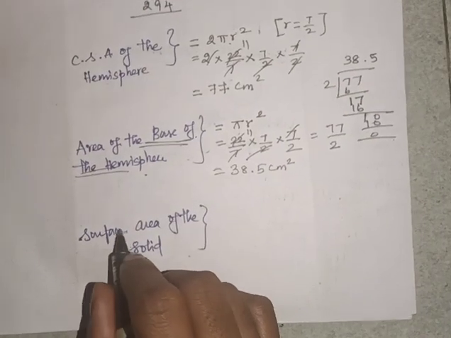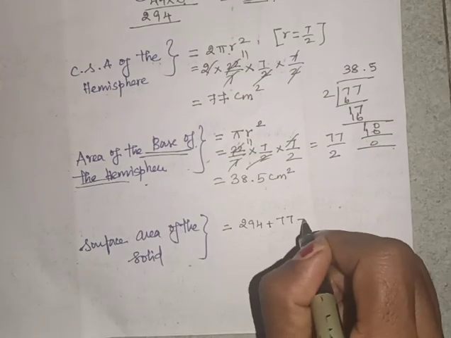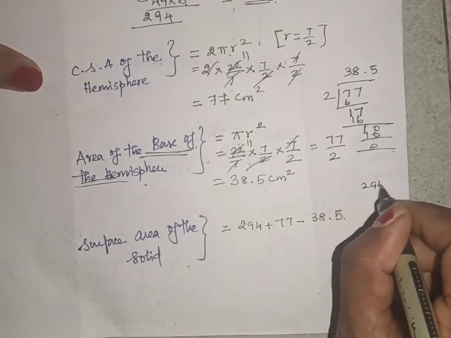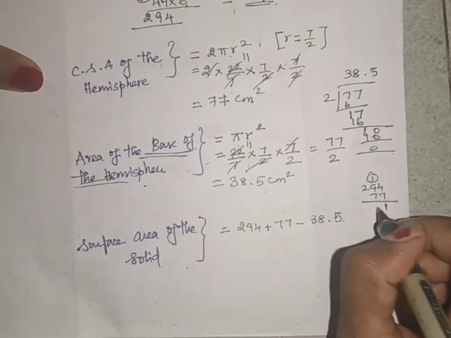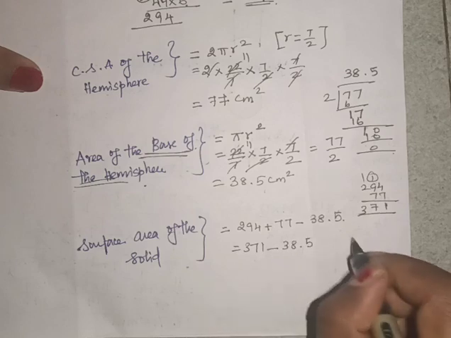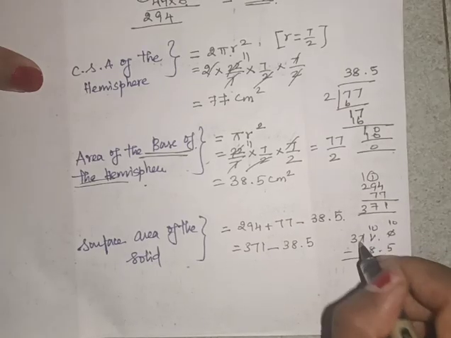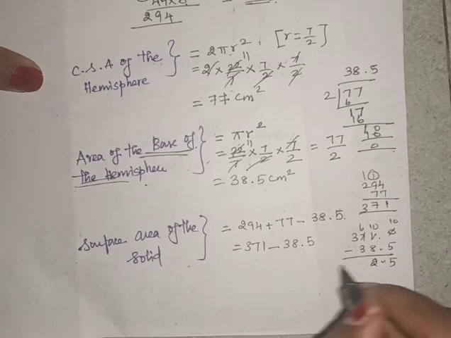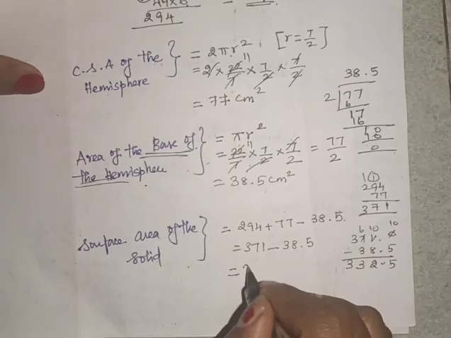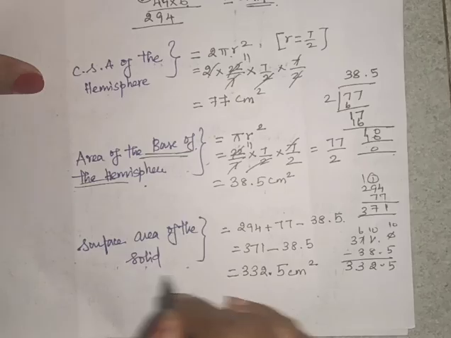Now we are finding the surface area of the solid, equal to 294 plus 77 minus 38.5. 294 plus 77, 371. 371 minus 38.5. 332.5 centimeter squared is the surface area of the solid.